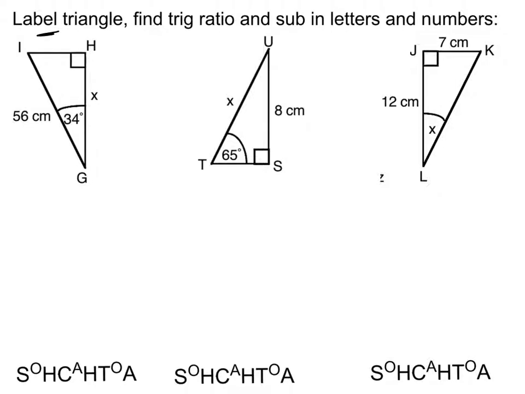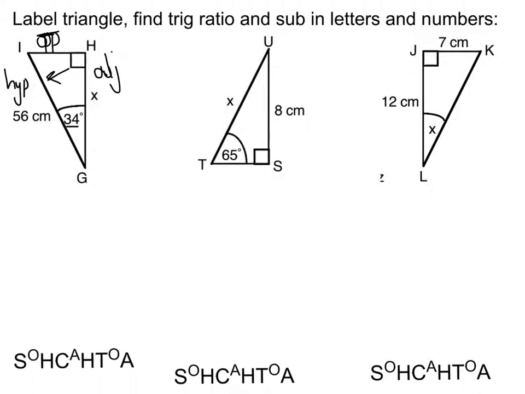So first thing I need to label the triangle. Here's my angle, so the side opposite it is opposite, OPP. The longest side is my hypotenuse, this one here, opposite the right angle, and the other side is the adjacent.